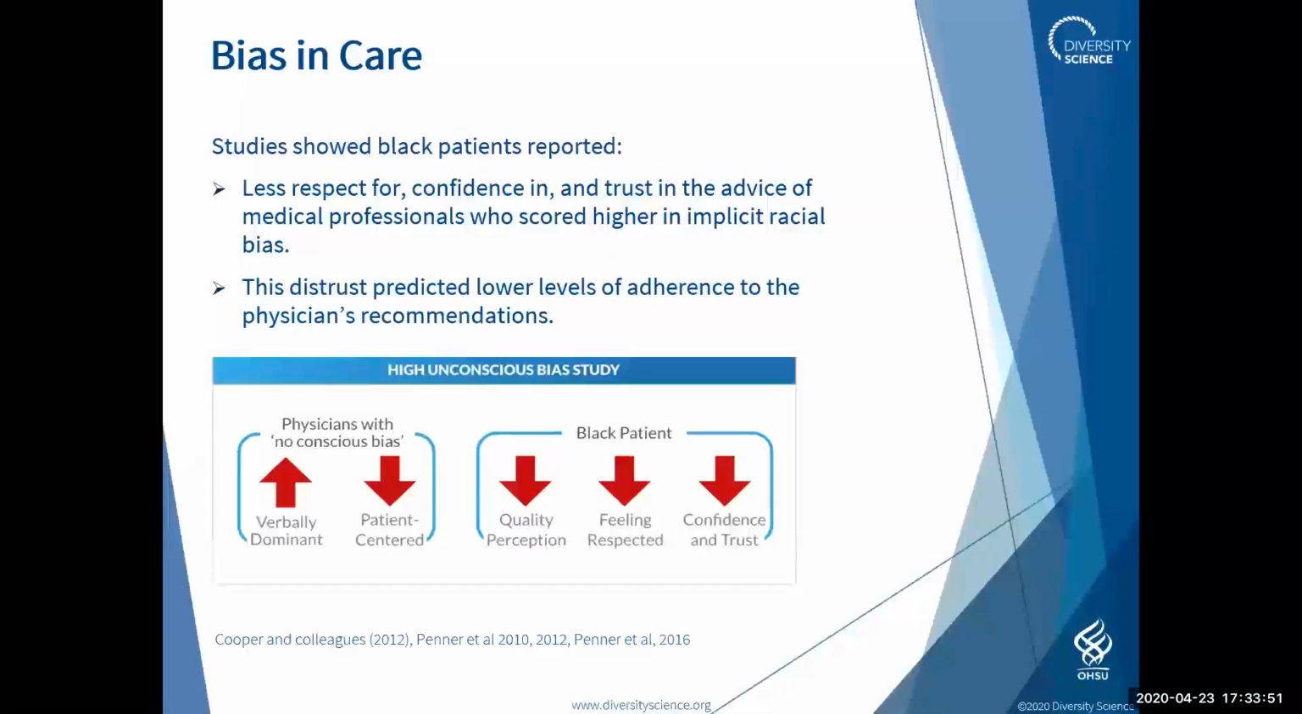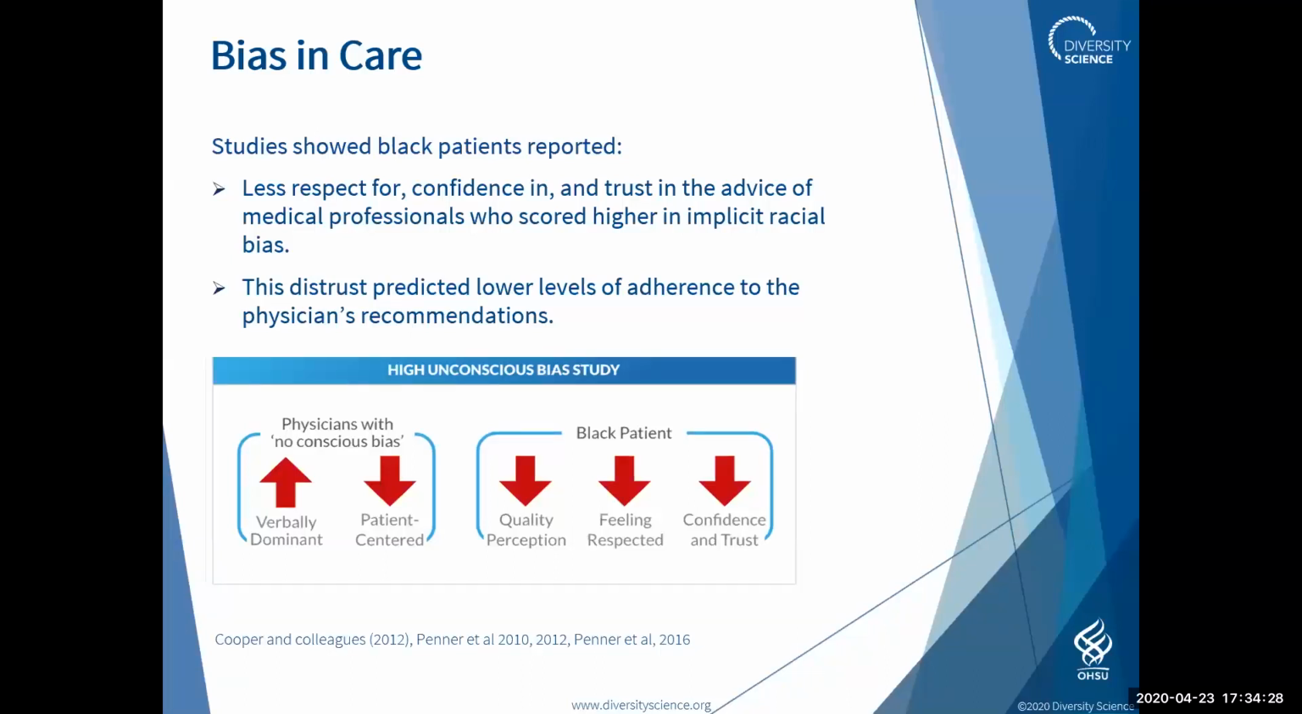So the way that this can play out in healthcare, and this is Lisa Cooper and colleagues and Penner and colleagues who have done these studies. What they looked at is the level of automatic or implicit unconscious bias towards Black versus white people, in the implicit association test. I won't have time to get into that too much. What they found is that physicians who are higher in implicit negative biases had an impact on the encounter that was interesting.